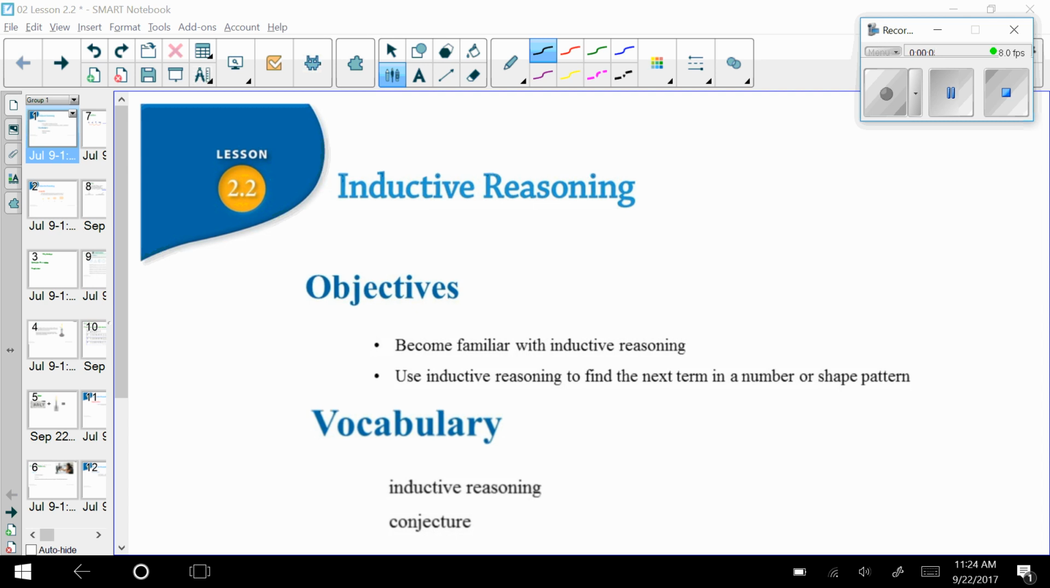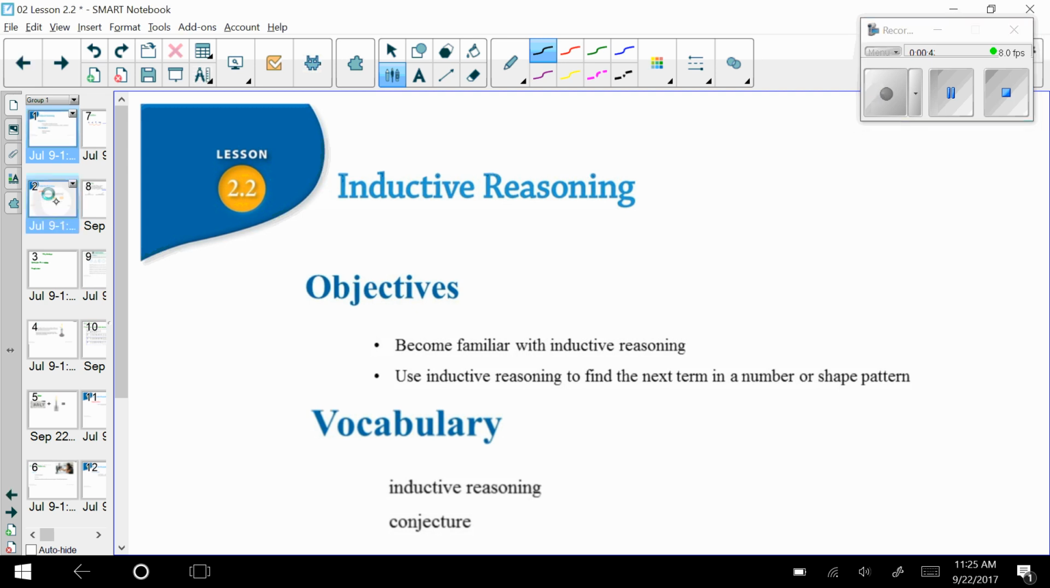This is lesson 2.2 in your textbooks, and it's inductive reasoning. So far we've learned a lot about shapes, and we've drawn some conclusions, and we talked about points and lines and planes, and we're starting to draw pictures. But now we're going to continue visualizing things and see if we can come up with a common theme or a common pattern to make a guess as to what the next pattern is. So we're going to use a couple of new key terms, inductive reasoning and conjecture.